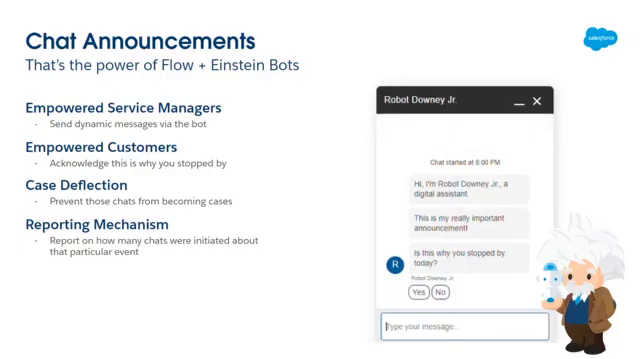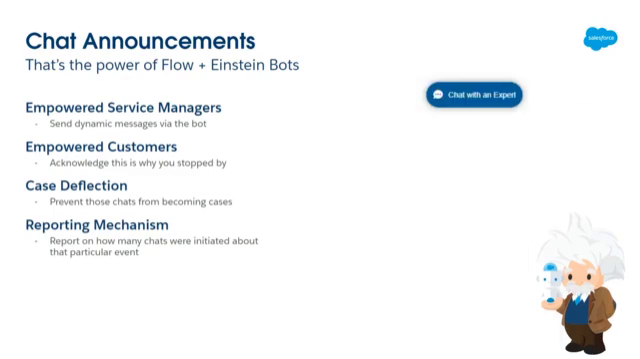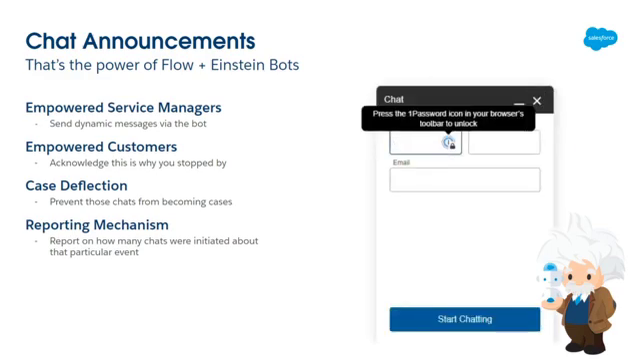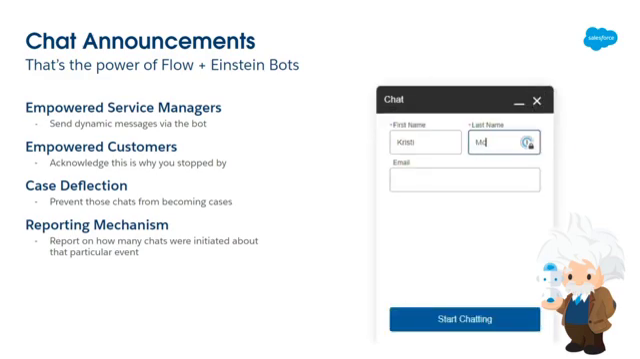So over on the right, we've got, hey, I'm Robot Downey Jr., lovingly named by Tracy many years ago. I stuck with it. Oh, we're starting over. Hold on. Filling out my pre-chat form with Christy McTesterson. That's my go-to.